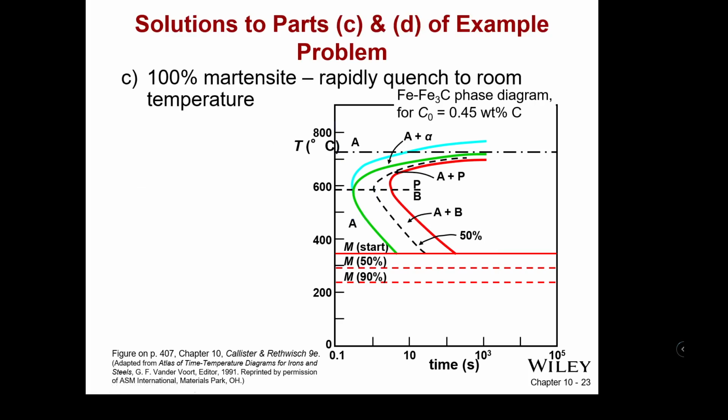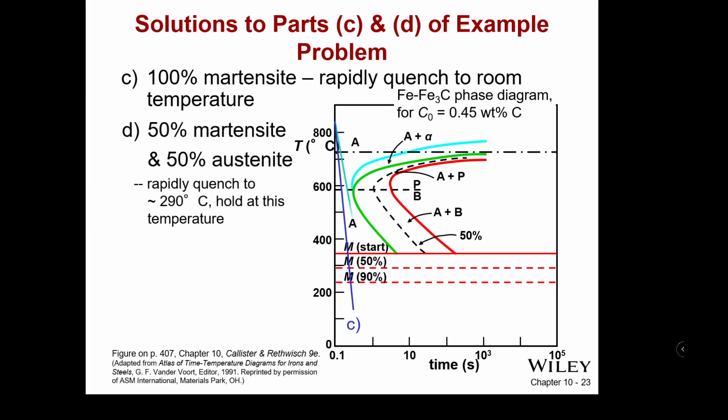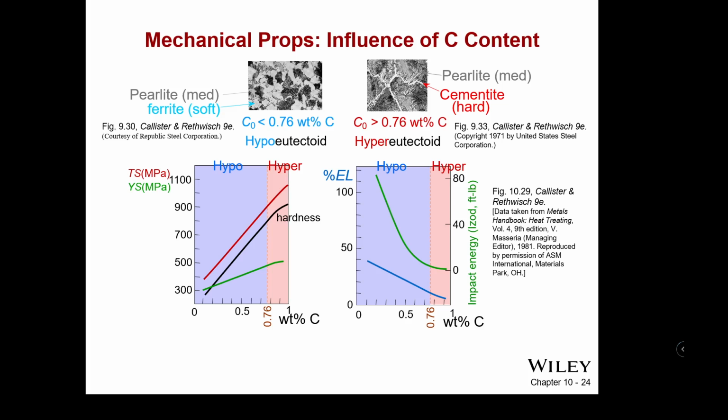100% martensite, you have to get down within less than a second below 200. So you have to rapidly quench to room temperature. And for the 50-50 martensite and austenite, you have to still quench to 290 and hold the 290 temperature in order to get all of the grains to grow specifically how you want them to.